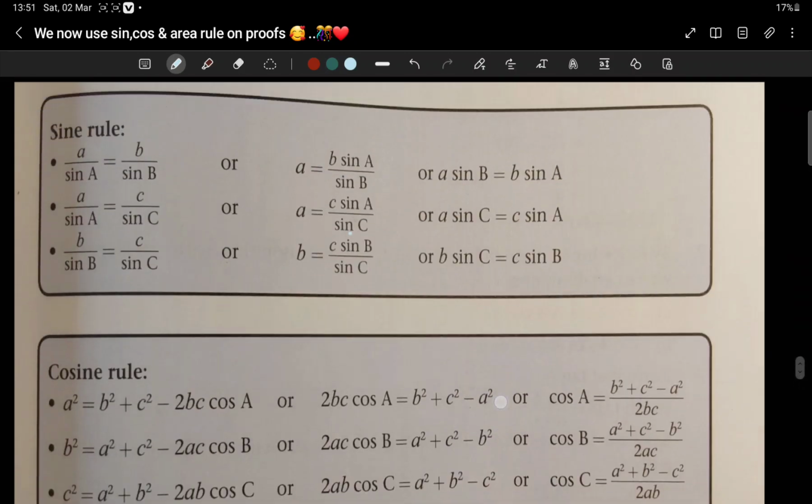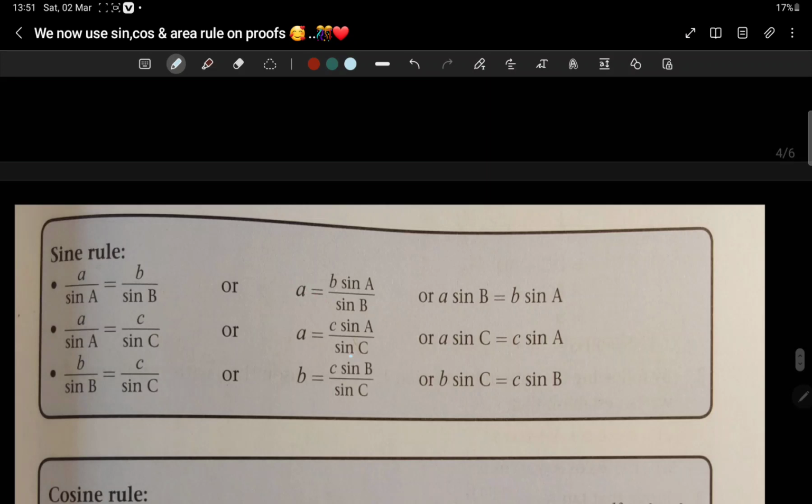Okay, so let's go to our notes. Here we have a over sine A equals b over sine B. If we were to solve for sine B, we need to multiply both sides by sine B, giving a times sine B. Then you can divide both sides by a, so it will be a sine B equals b sine A. Then you divide both sides by a, and you'll have sine B equals b sine A over a.